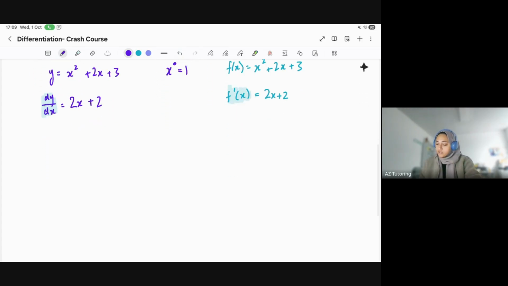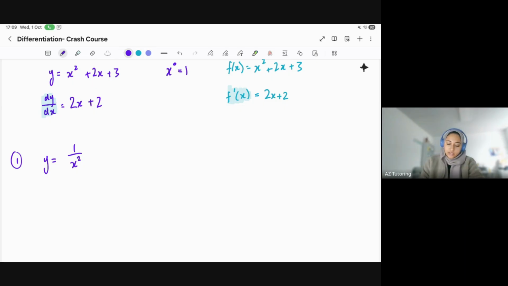Okay, so that's how you differentiate. Let's do a few different examples. Let's try a different one where it's a fraction. So let's let y equal 1 over x squared.